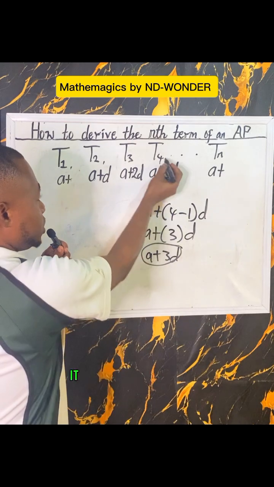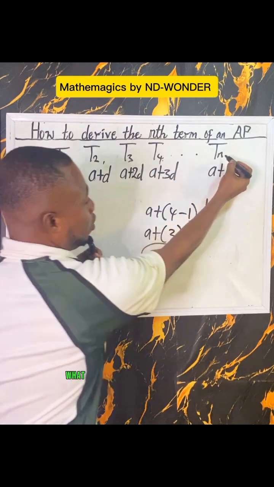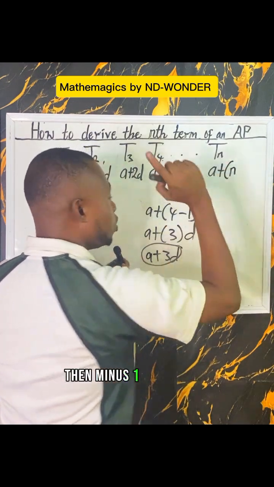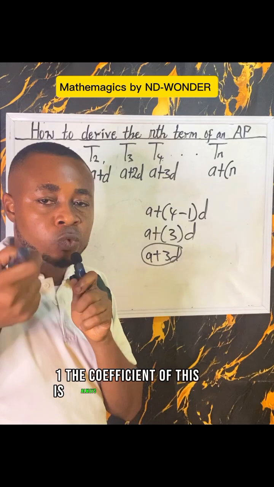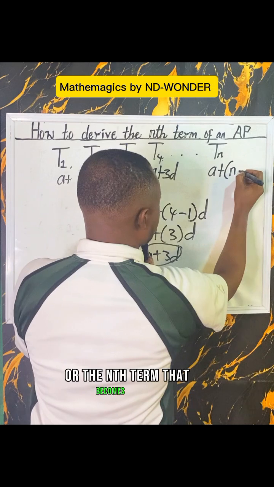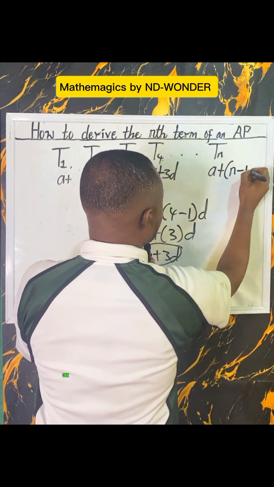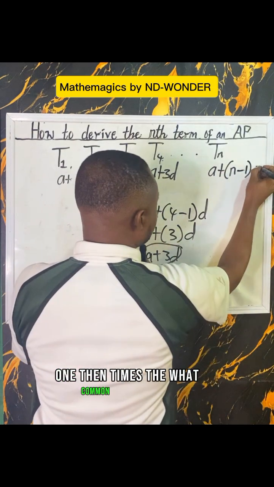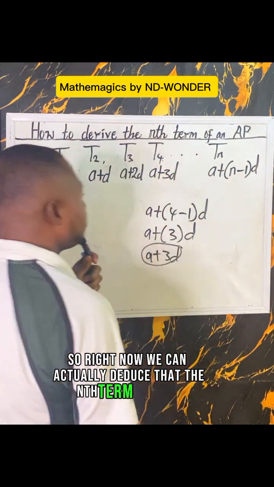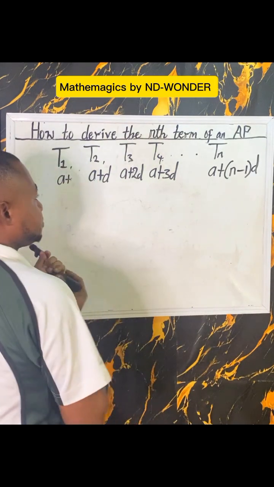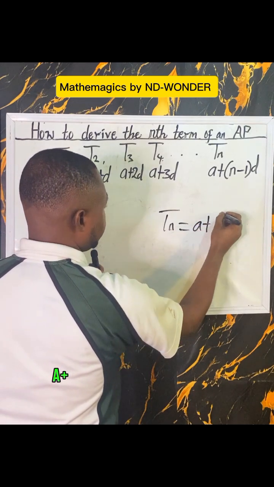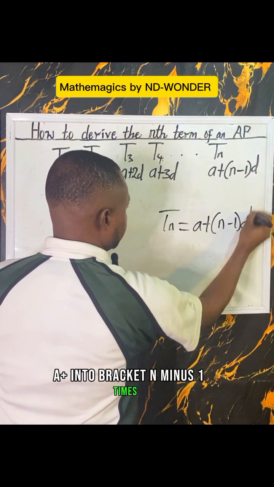How did we bring in this 4? It is from this term, which is the fourth term. What is the term given here? It is n. Therefore, we bring it in here. Then minus 1, because the coefficient of D is always 1 less than the number of the term we are talking about, or the nth term. That becomes minus 1. Then times the common difference. So right now, we can deduce that the nth term of an AP becomes A plus into bracket n minus 1 times D.